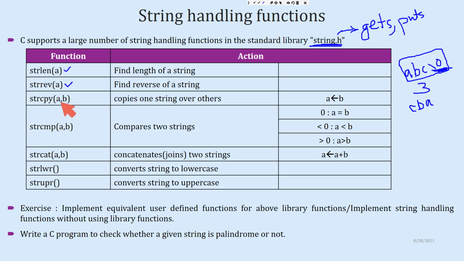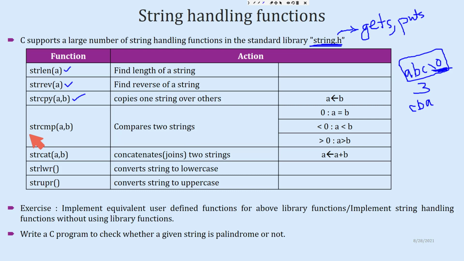strcpy a comma b copies one string over another. So here the string b will be copied to a. These things will be clear when we execute the example.